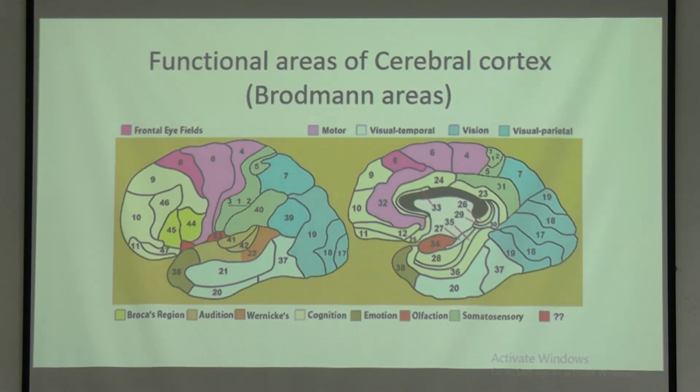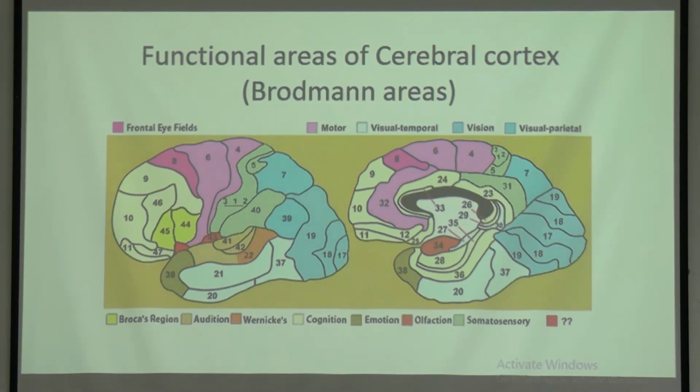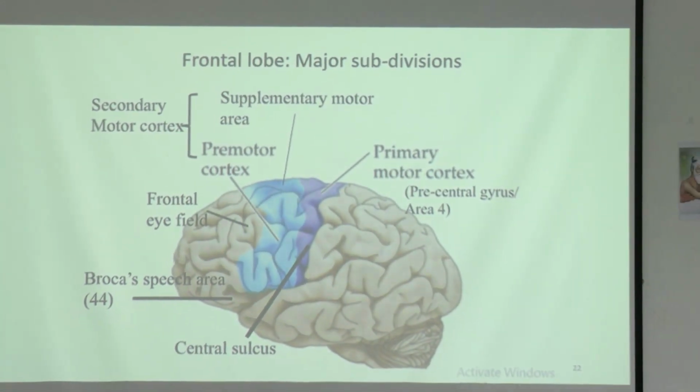Whenever you are given this particular picture, these are the districts that are identified. Out of these 39 areas, we are identifying a couple of areas which are important to us: area 4, area 3, 1 and 2, area 17, area 8, Broca's area, Wernicke's area, 41, 42, 39, like this. We have to identify these and their significance properly.